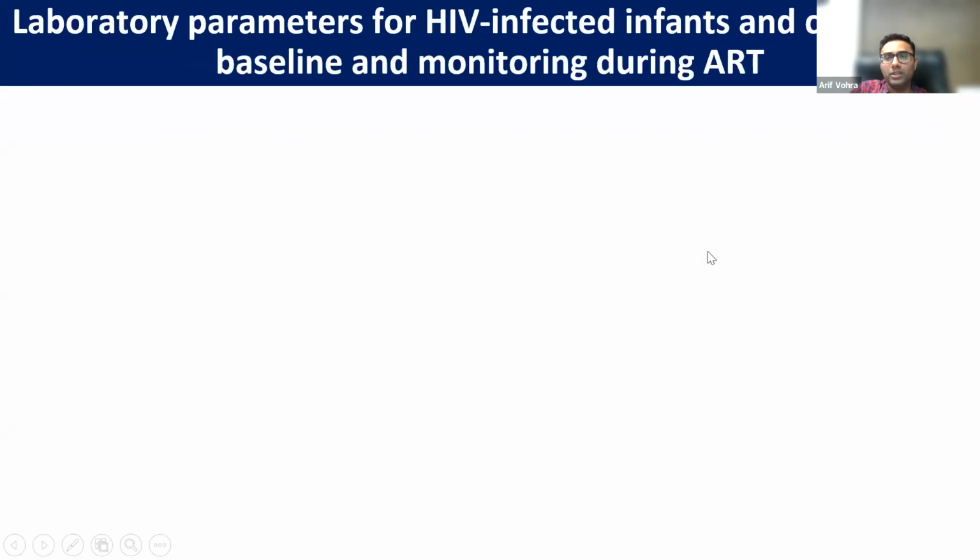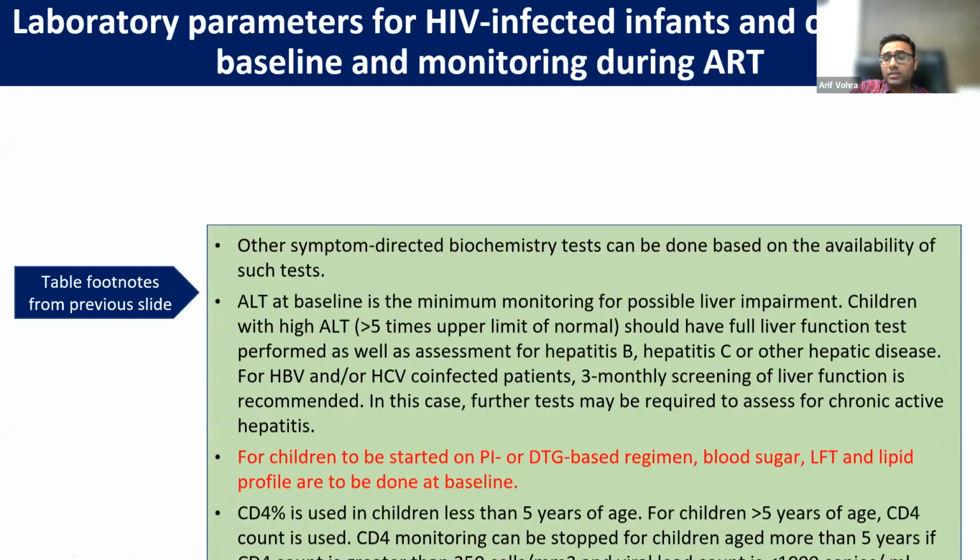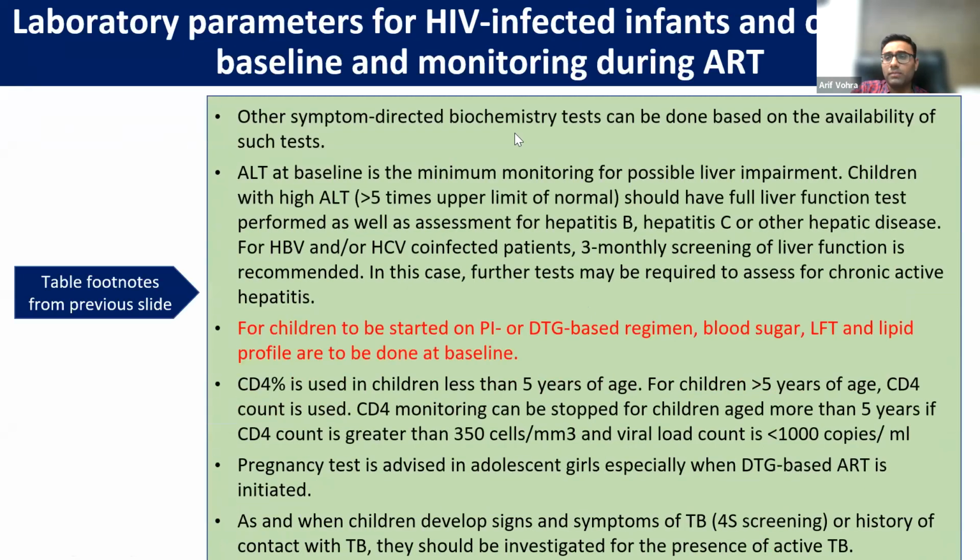In between, if the pediatrician or medical officer feels that the child needs to be investigated, then they may order it. Okay. So as I said, the LFT needs to be done every 6 months, but you may repeat it every 3 months if the child is co-infected with hepatitis B and hepatitis C infection. So in this scenario, instead of 6 months, you have to do it every 3 months.